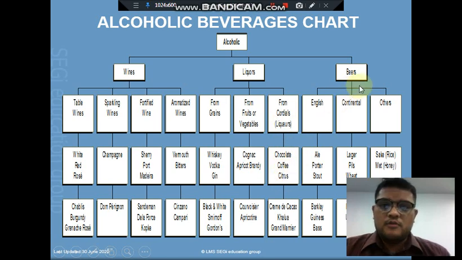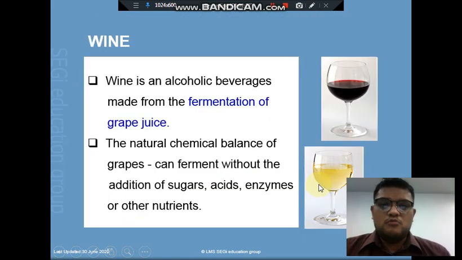And the third type of alcoholic beverage is beers, and beers can be divided into either English or continental beers, and also other types of beers. The three most popular are the ale, lager, and stout. So guys, let us go into number one, the wine.